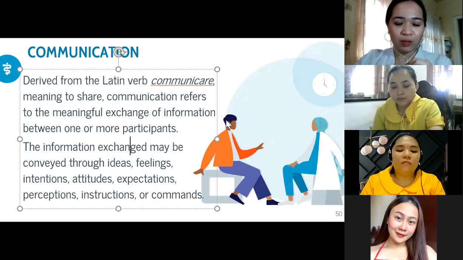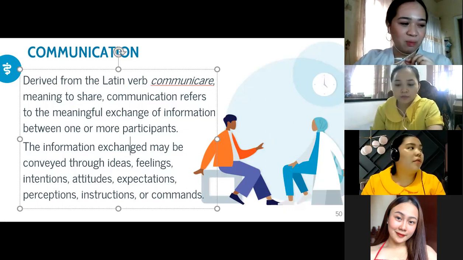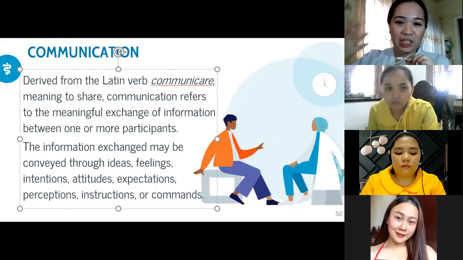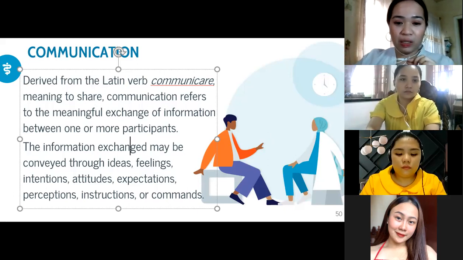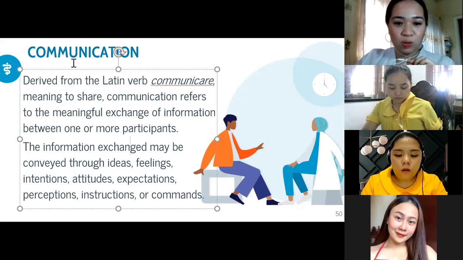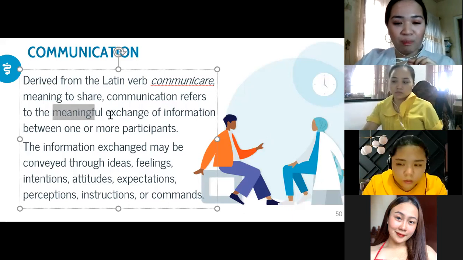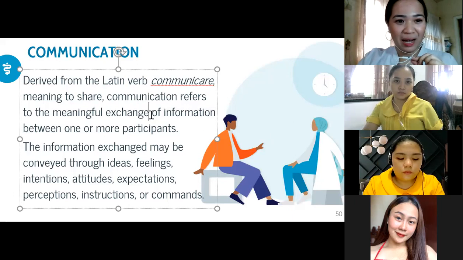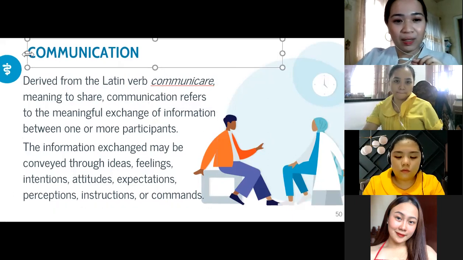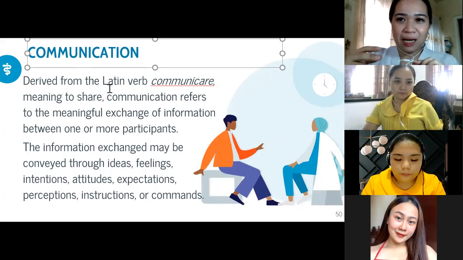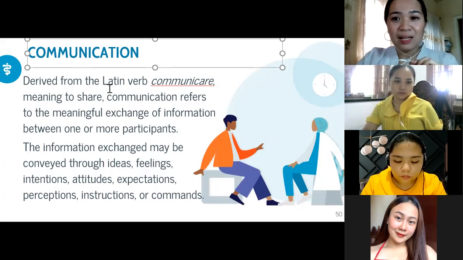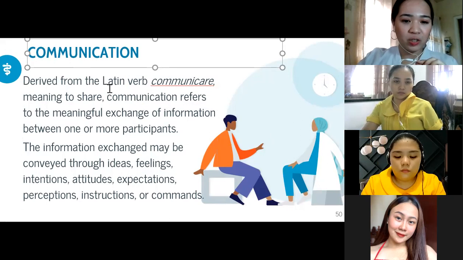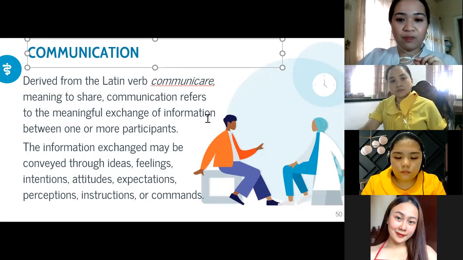So monologue, usually parang yung online classes, nagiging monologue siya kasi yung teacher lang nagsasalita. But supposedly, it has to be dialogue. It has to be an exchange. Kaya nga dito, meaningful exchange. There has to be a meaning. Kadalasan kasi kapag tayo ay nakikipag-usap, walang nagiging result. Kaya nagkakaroon ng tinatawag na miscommunication. May sinasabi ka, may nakikinig dapat, at meron dapat response. That is communication. Meaningful exchange of information between one or more participants.